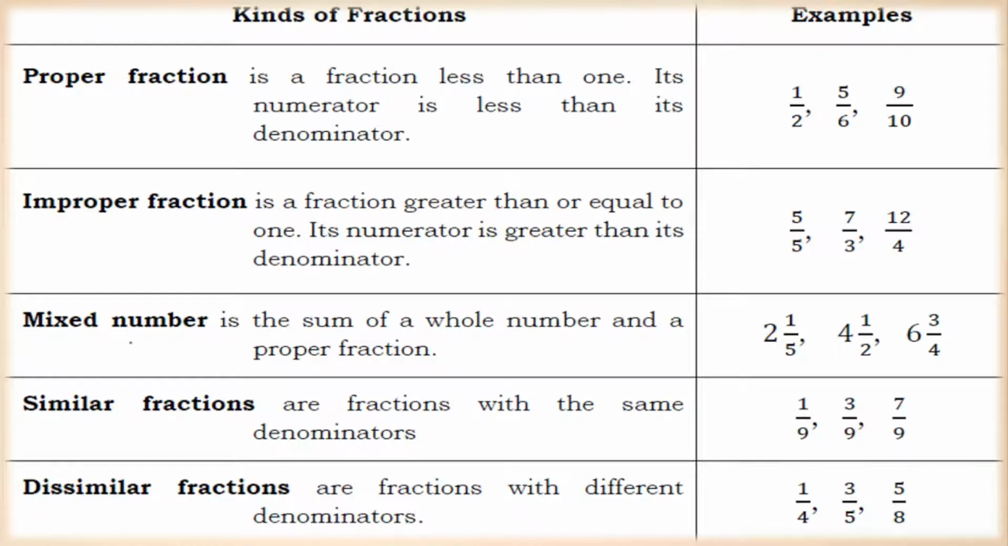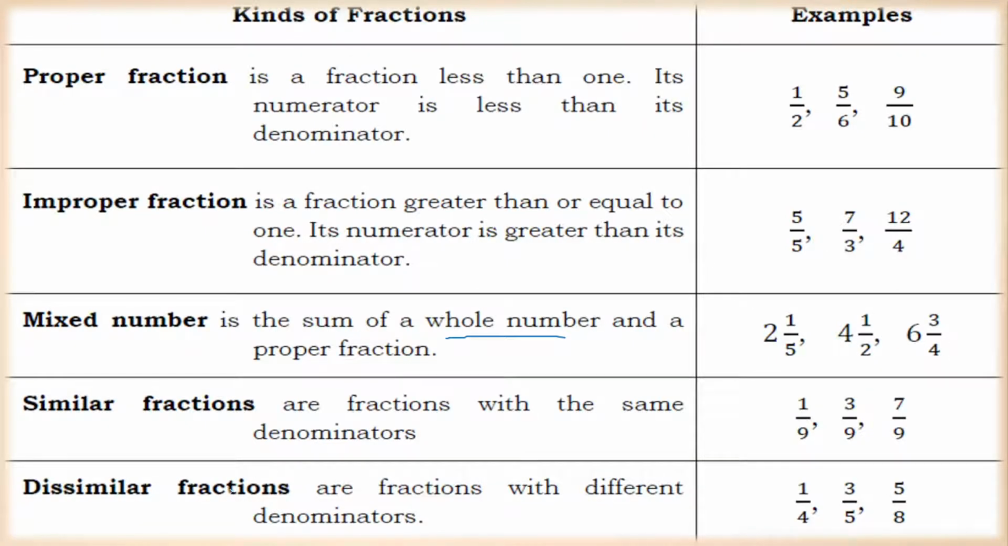Okay? So, the third one is the mixed number. It is the sum of a whole number and a proper fraction. So, it already has a whole number when it is a mixed number. Examples here are 2 and 1/5, 4 and 1/2, 6 and 3/4.